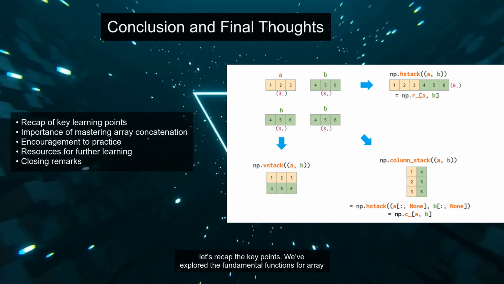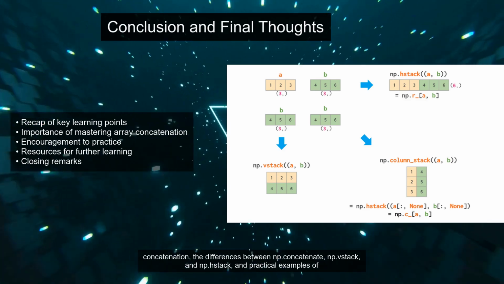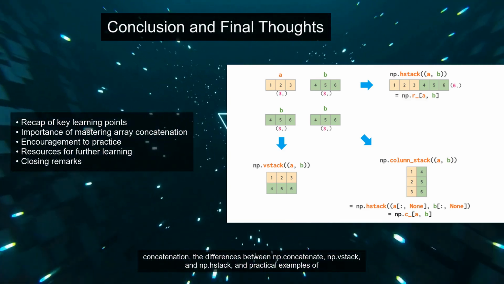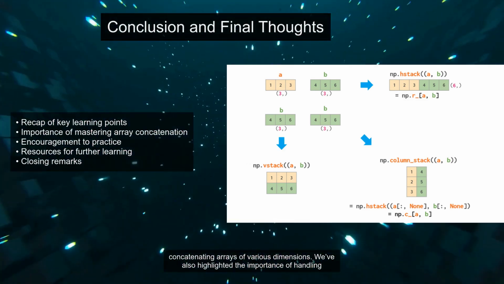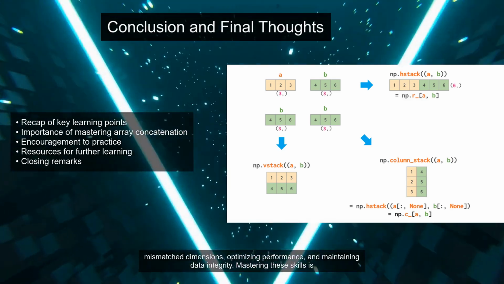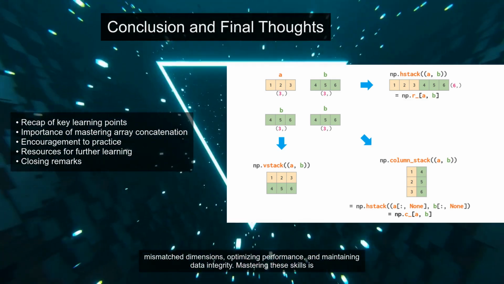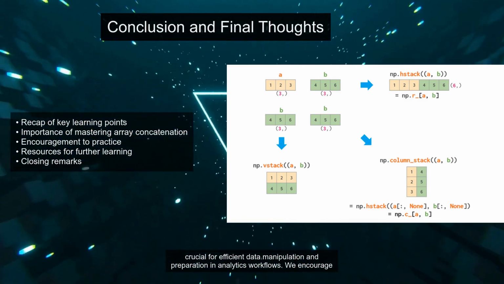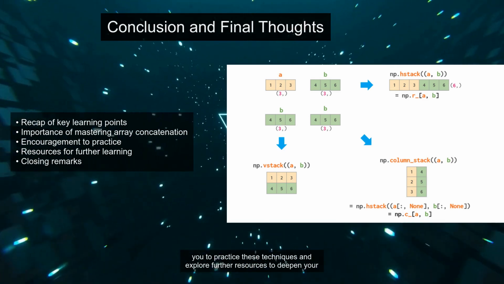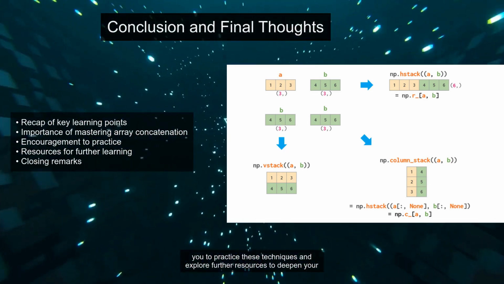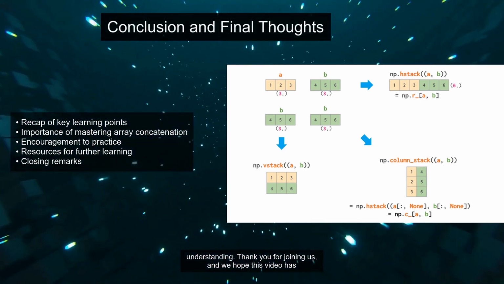As we conclude our session on mastering NumPy concatenation for data analysis, let's recap the key points. We've explored the fundamental functions for array concatenation, the differences between np.concatenate, np.vstack, and np.hstack, and practical examples of concatenating arrays of various dimensions. We've also highlighted the importance of handling mismatched dimensions, optimizing performance, and maintaining data integrity. Mastering these skills is crucial for efficient data manipulation and preparation in analytics workflows. We encourage you to practice these techniques and explore further resources to deepen your understanding.